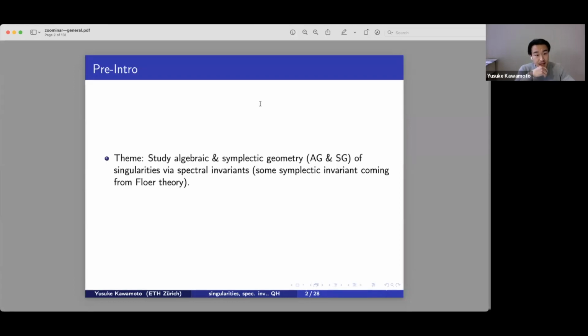The theme of what I'd like to talk about today is to study algebraic geometry via spectral invariants, and the other way around, to study spectral invariants via algebraic geometry. And spectral invariants are some invariants coming from Floer theory, which I'm going to recall shortly.